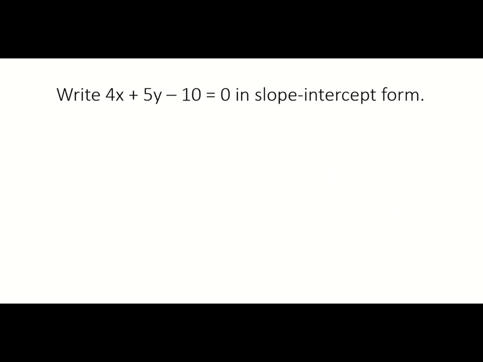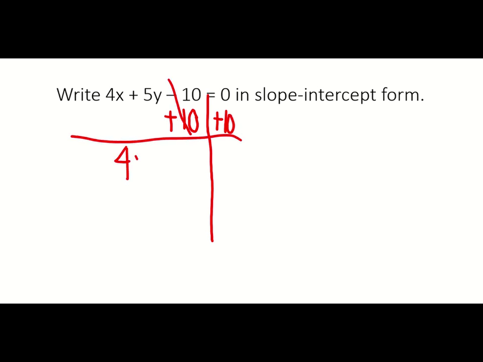So our next problem, write 4x plus 5y minus 10 equals 0 in slope-intercept form. So this is an example where everything's on one side of the equation. So what we want to do first is get x and y by itself. So we're going to get rid of the number. So right now there's a negative 10. We need to add 10 to both sides of the equation. So we're going to have 4x plus 5y equals 10.